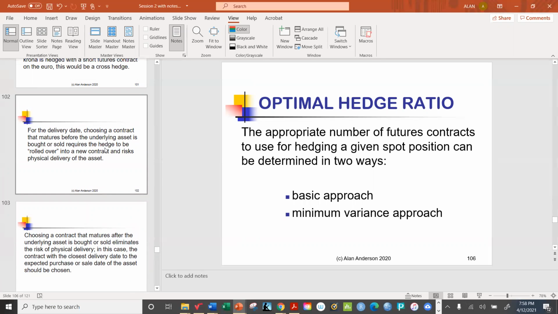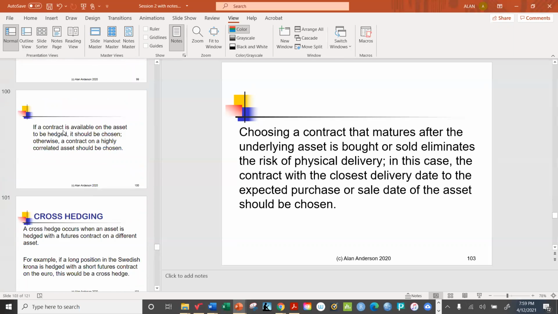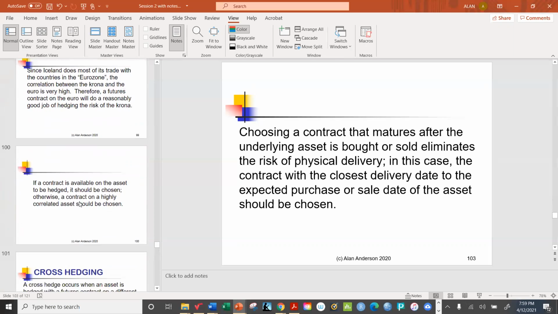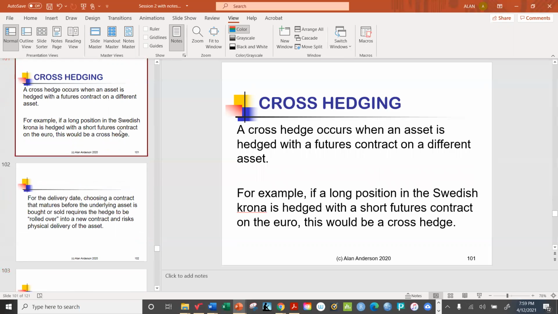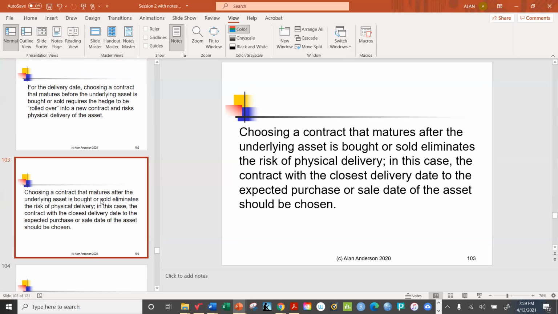Oh, and one more detail, I almost forgot about this. If you buy the contract that matures after the date on which you need to buy or sell the asset, this eliminates the risk that you might actually have to take physical delivery of the underlying asset. So in other words, if you pick the September contract, by the time you actually buy or sell the underlying asset, the contract still hasn't delivered the underlying asset. And so therefore, it's less likely that you might accidentally have to take delivery of the asset with your contract.